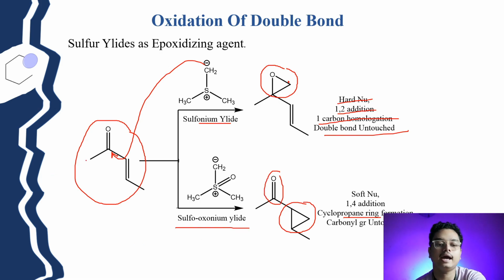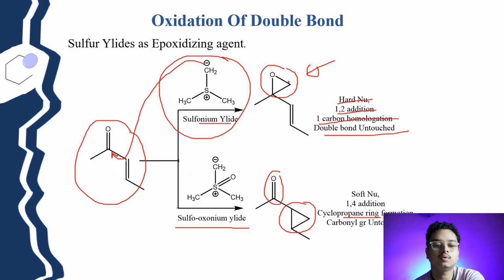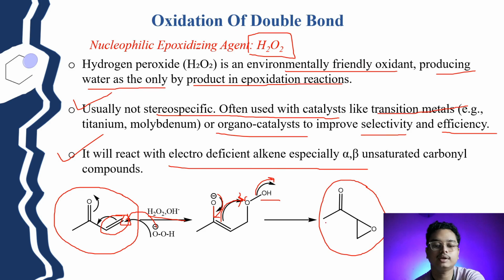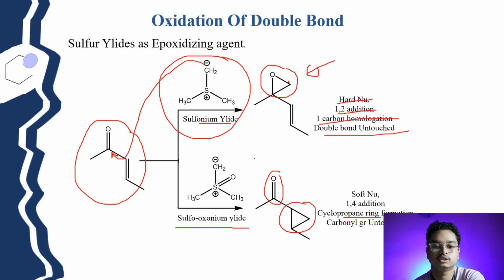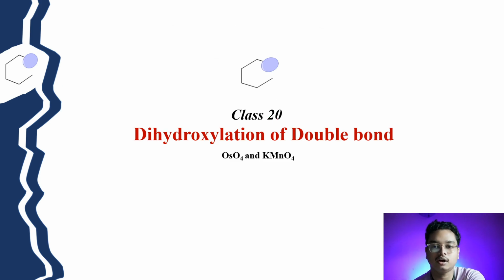So if you have an alpha beta unsaturated carbonyl compound and you want to do 1,2 epoxidation on the carbonyl, then you can use the sulfonium ylide. And if you want to generate an epoxide at this double bond, then you can use H2O2. Thus you can do the epoxidation. With this, we end all the discussion regarding epoxidation. From the next class onwards, we will talk about the dihydroxylation of double bonds. Thank you for listening.